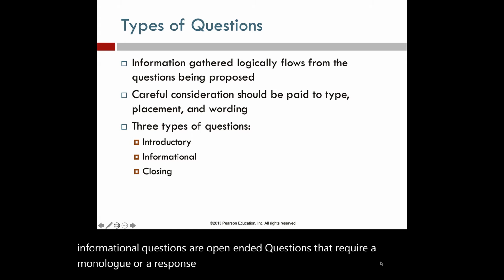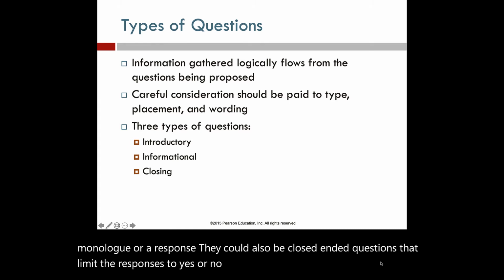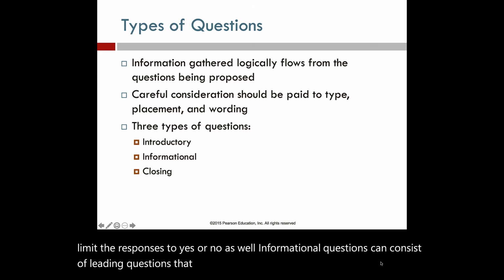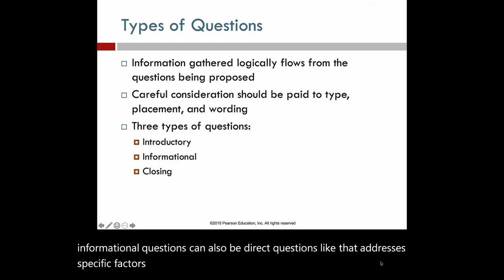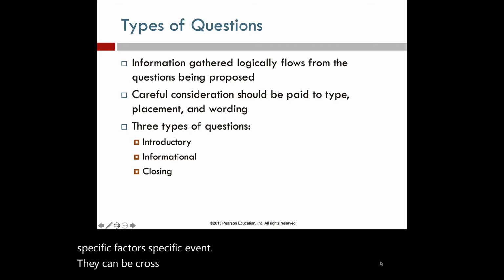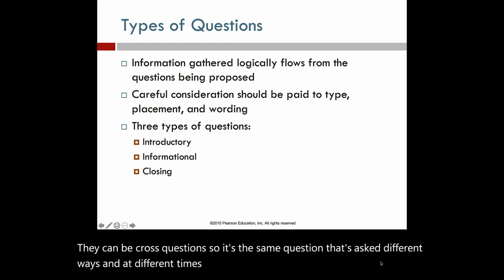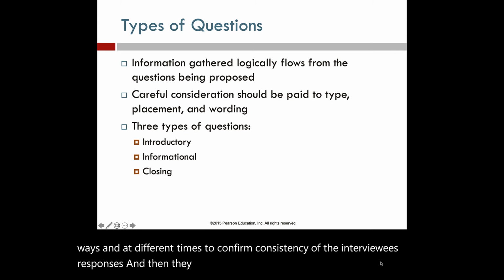They could also be closed-ended questions that limit the responses to yes or no as well. Informational questions can consist of leading questions that contain the answer as part of the question. Informational questions can also be direct questions that address a specific fact or a specific event. They can be cross questions, so it's the same question that's asked different ways and at different times to confirm consistency of the interviewee's responses. And then there could also be review or repeat questions that are just used to summarize and confirm the understanding of both parties.